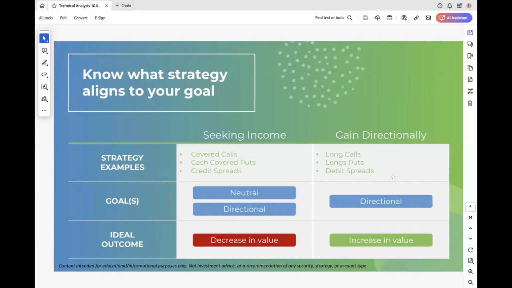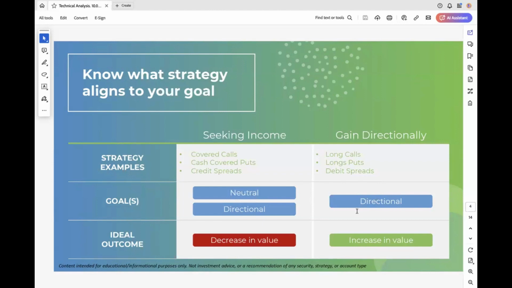You might be very speculative, where that's long calls and long puts, or even debit spreads, where it's an extension of a long call or a long put. You're just capping your upwards or downwards potential. So you're directional. Your ideal outcome is for those options to increase in value as much as possible. But since you're directional, we need to decide if you're bullish or bearish in both of these, but you might have a starting or a stopping point.